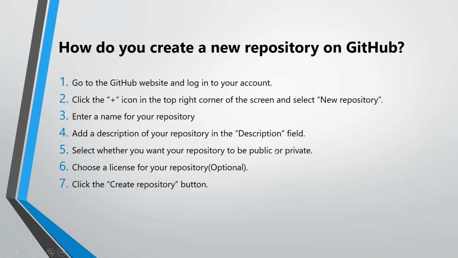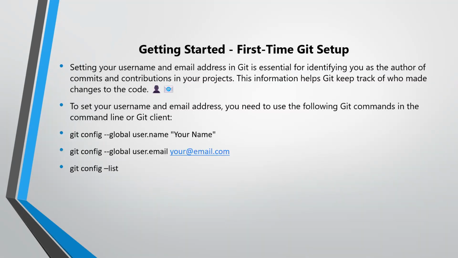We have made it public because we don't want private. Choosing a license for the repository is optional; we don't want a license as of now. Click on the create repository button. So our repository got created, right? So now we'll go to getting started, first time Git setup.